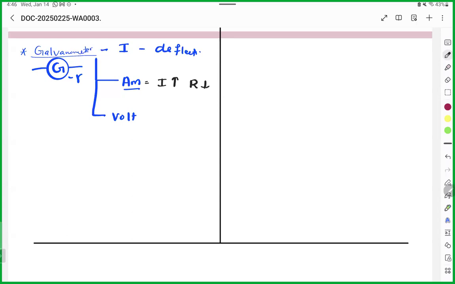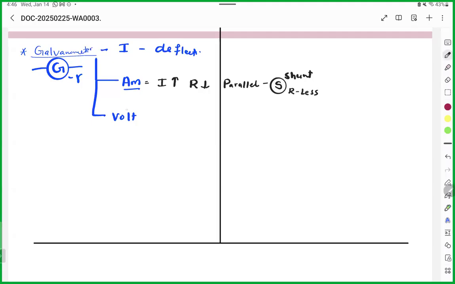And Sarah, if you need minimum resistance, how do you want to attach the resistance, series or parallel? Parallel. So you will attach it in parallel. And this resistance with the minimum value attached in parallel is known as the shunt, with R value very less.